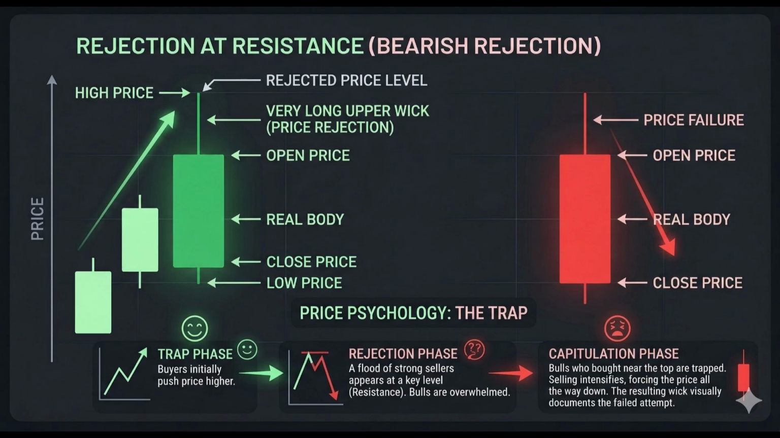Here's something most beginners never realize. Long wicks tell a story. Imagine buyers push price way up, but suddenly sellers appear and push it back down. The candle closes lower. What does that mean? It means buyers tried but failed. That is called rejection. The market literally rejected higher prices. Professional traders love these clues because they reveal where big money stepped in.